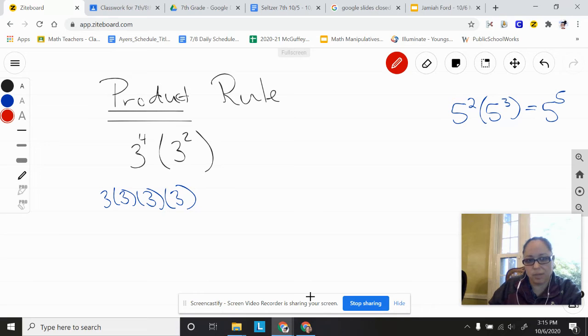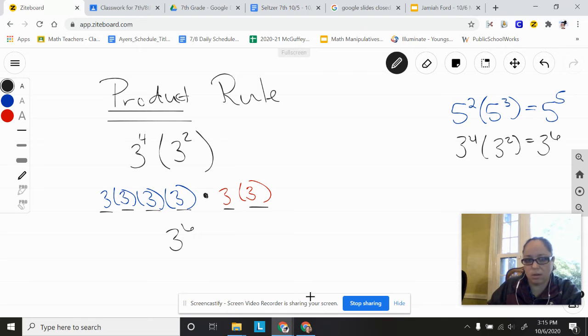3 to the 2nd can be expressed, and since I am multiplying these together, I'm going to put my times sign in the middle, and 3 to the 2nd power can be expressed as 3 times 3. Well, when I count my total number of 3's being multiplied together, that's 1, 2, 3, 4, 5, 6 3's being multiplied together. That's 3 to the 6th power. So I'm going to write this down. 3 to the 4th power multiplied by 3 to the 2nd power is equal to 3 to the 6th power.